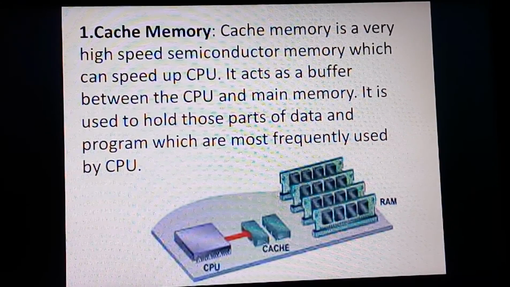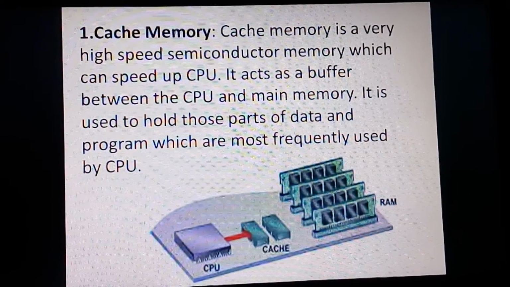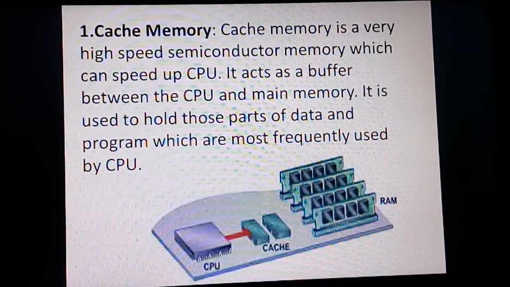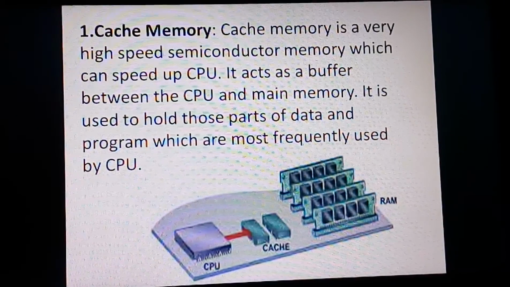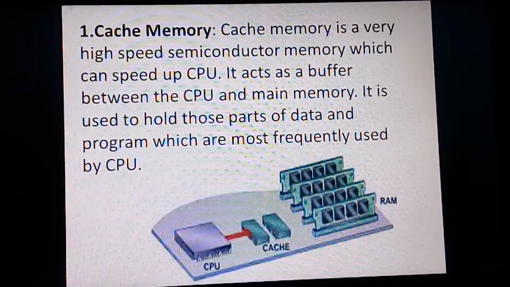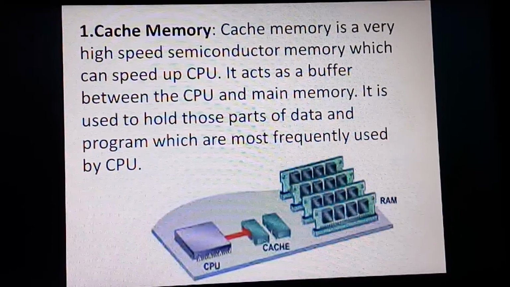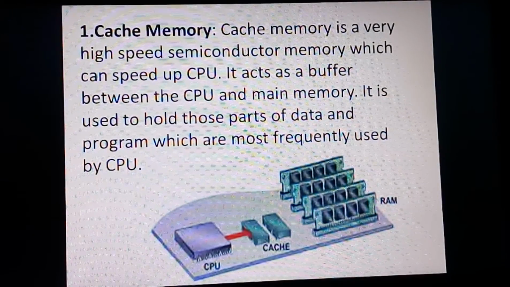Cache memory is a very high speed semiconductor memory which can speed up the CPU. Means cache memory is a high speed memory and it increases the processing speed of the CPU. It acts as a buffer between CPU and main memory. That is, it acts as the connector between CPU and main memory.